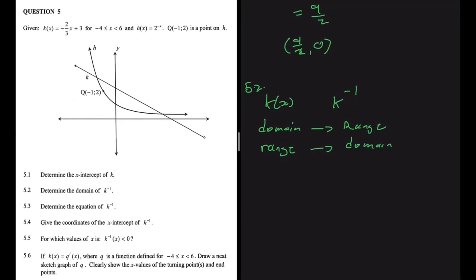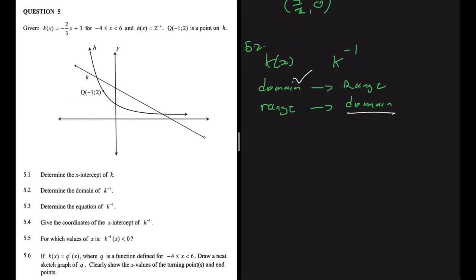So here we're given the domain of k of x, but we're looking for the domain of k inverse. So let's use the domain of k of x to find the range of k of x, because we know that the range of k of x will be the domain of k inverse, right? So for the domain of k of x, we have minus 4. And then we're supposed to have x between minus 4 and 6, right? So let's go ahead and find the range of k of x.